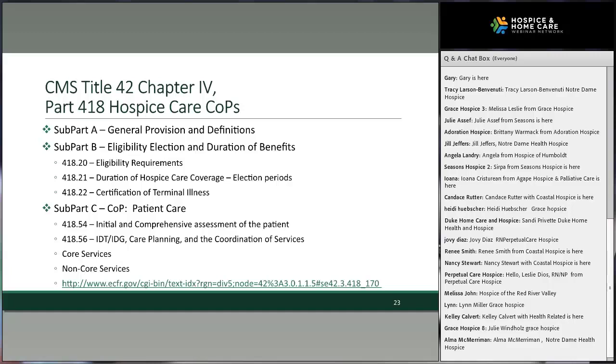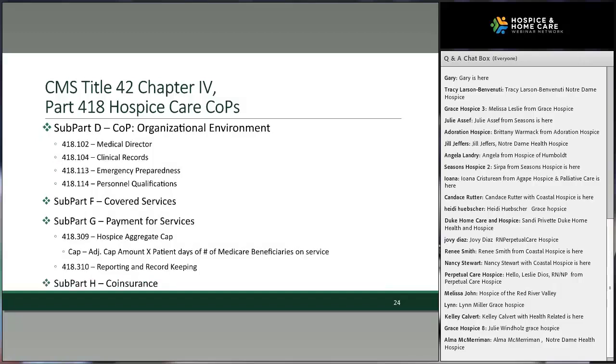We talk about general provisions, eligibility, election, and duration of benefits. Then you've got the patient care, where you're looking at both the initial and comprehensive assessment of the patient. I mean, CMS outlines exactly how this should go. We're looking at, you've got the tag there, where is it IDT, IDG, the care planning and the coordination of services. It discusses core and non-core services. So it's very important to familiarize yourself with the COPs and the interpretive guidelines.